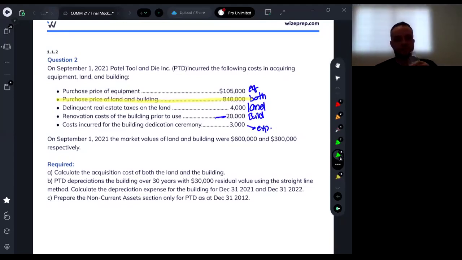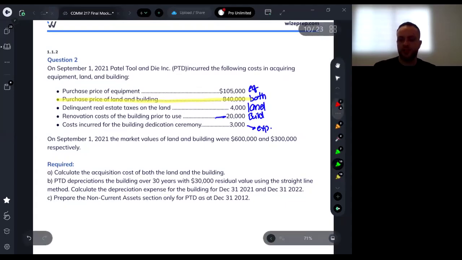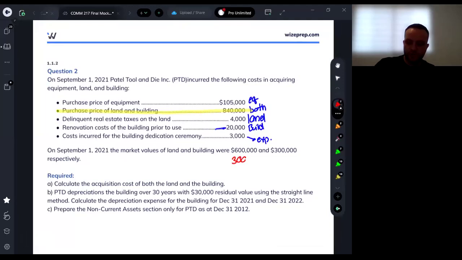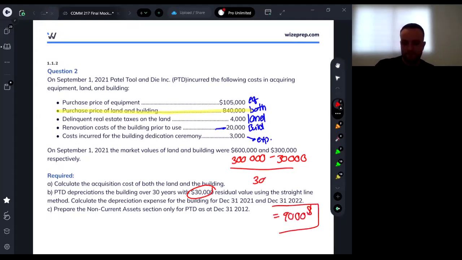Any other questions? Where'd you get the 9,000 from? When I calculated the depreciation, we did 300,000, which was the cost of the building, minus 30,000 residual, over 30 years, and that's how we got 9,000. Okay, thank you.